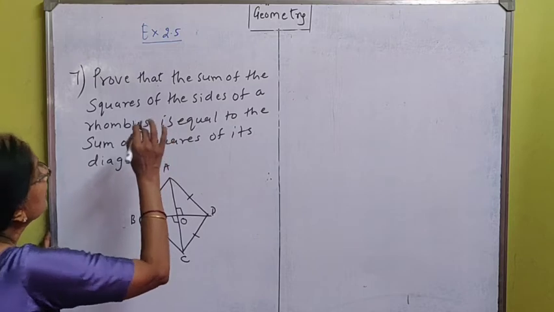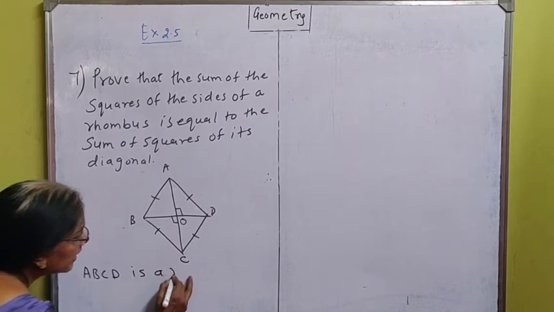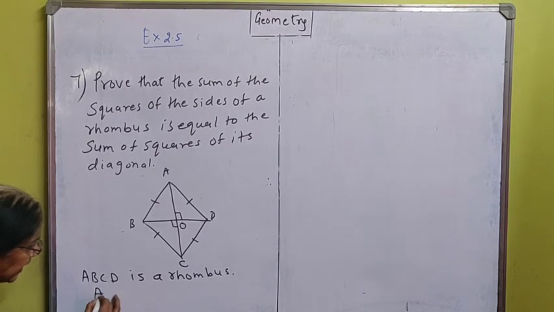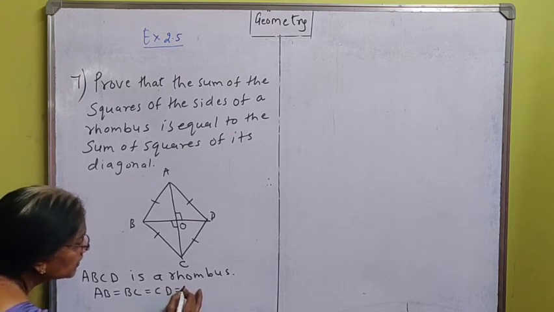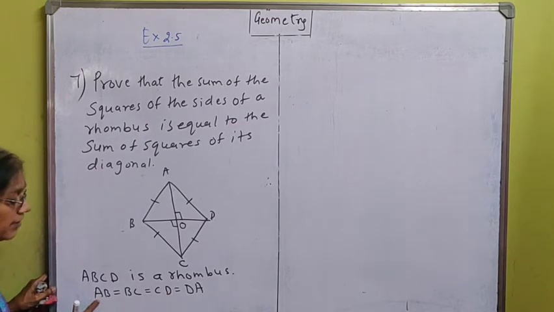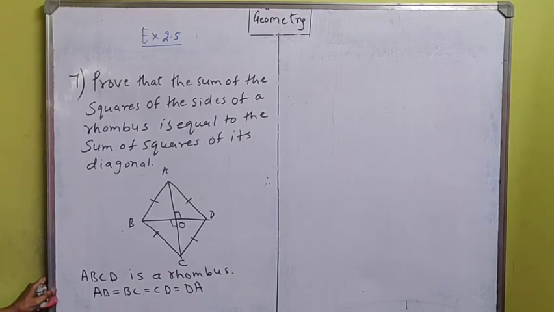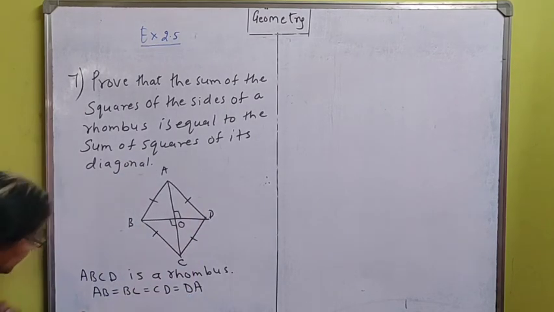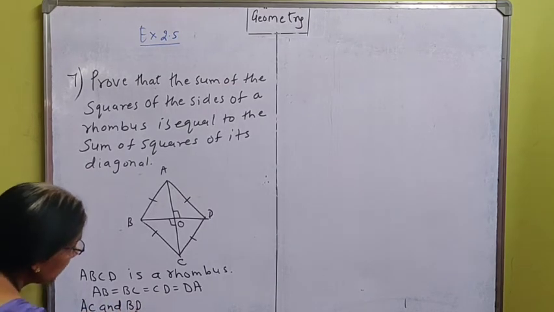What is the name of the rhombus we have given? ABCD is a rhombus. Which are the sides? All the sides are equal. AB is equal to BC is equal to CD is equal to DA. Means BC I can write down as AB, CD also I can write down as AB and DA also I can write down as AB. So all these sides are equal. Okay. Then which are the diagonals? AC is a diagonal and BD is a diagonal. So the diagonals are AC and BD.